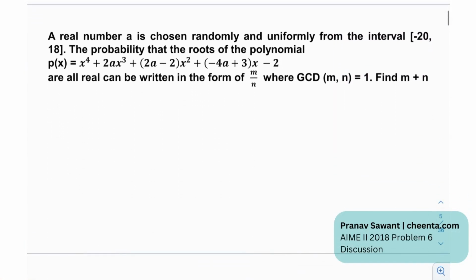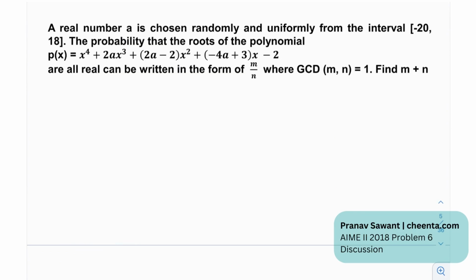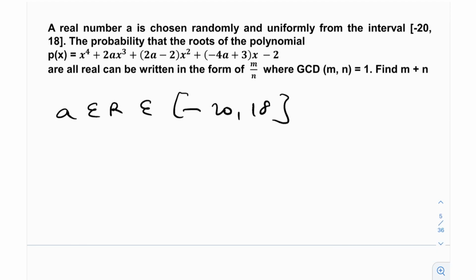Okay, so it says that a real number a is chosen randomly and uniformly from the interval -20 to 18. So a is a real number that belongs to this interval, it can be anything, it's not necessarily an integer. Now, they're telling us that the probability that the roots of the polynomial p of x are all real can be written in the form m by n, find m plus n. So we just need to find out the probability essentially.